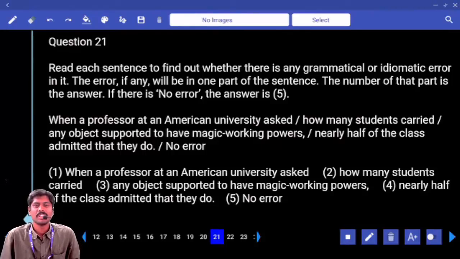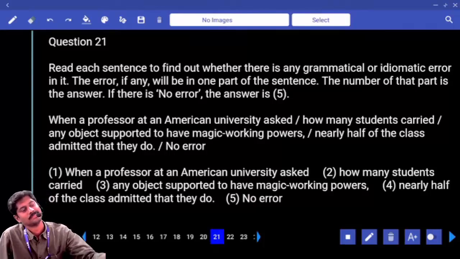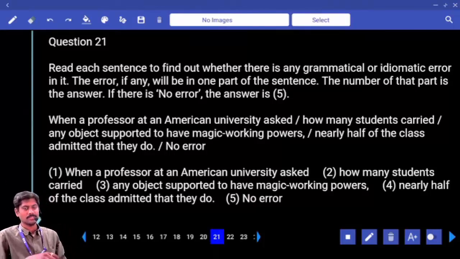Today, unfortunately, the spelling section did not appear. So instead of that, you answer these questions. Where is the error? You can say 70 to 80% of the time errors will be in the verbs. First check the verb. If the verbs are okay, then go for noun, pronoun, adverb, adjective, prepositions, conjunctions.